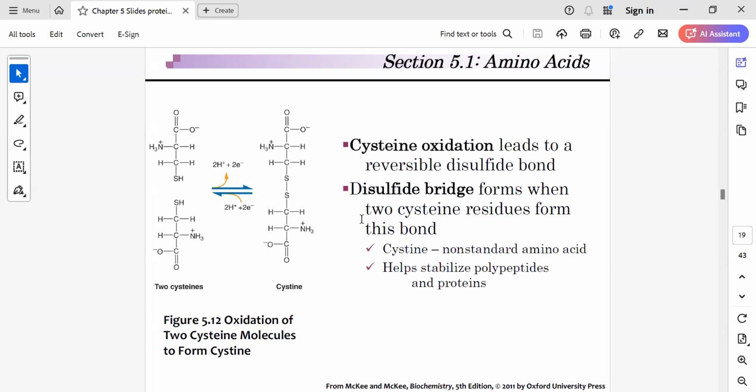So ladies and gentlemen, we should understand that we have an amino acid called cysteine. This cysteine can easily form what we call disulfide bridges, because in the structure of cysteine we have thiol groups, which is SH. They link, or form a bond, which is what we call a disulfide bridge. The presence of disulfide bridges in proteins helps to stabilize the polypeptide and the protein. So it's very, very important. Disulfide bridges help in stabilizing proteins and polypeptides.